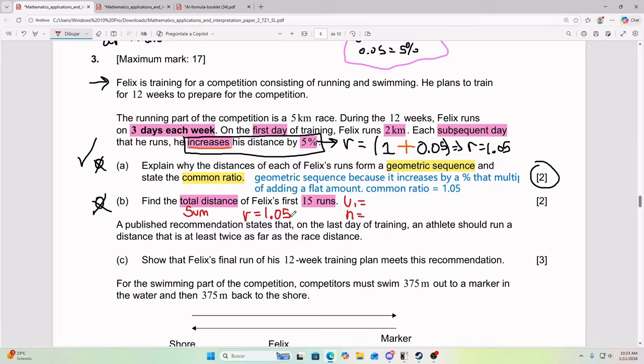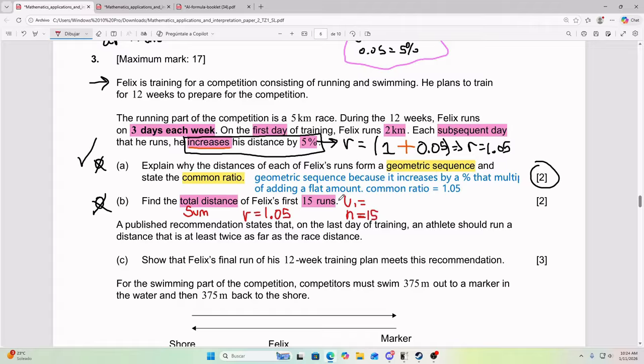So r is 1.05, and n is the sum of whichever term we're going for. Because we're going for the first 15 runs, we can leave it as n equals 15. And how do you know that it's n equals 15? Because here it says that on each subsequent day, he increases his distance by 5%. So one day would be the first term, the second day would be the second term. That means on the first 15 runs, first 15 days, n equals 15.